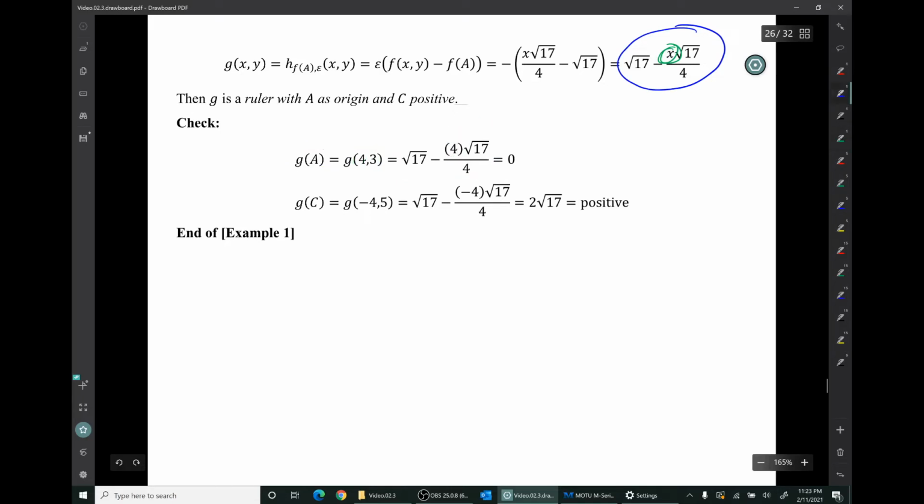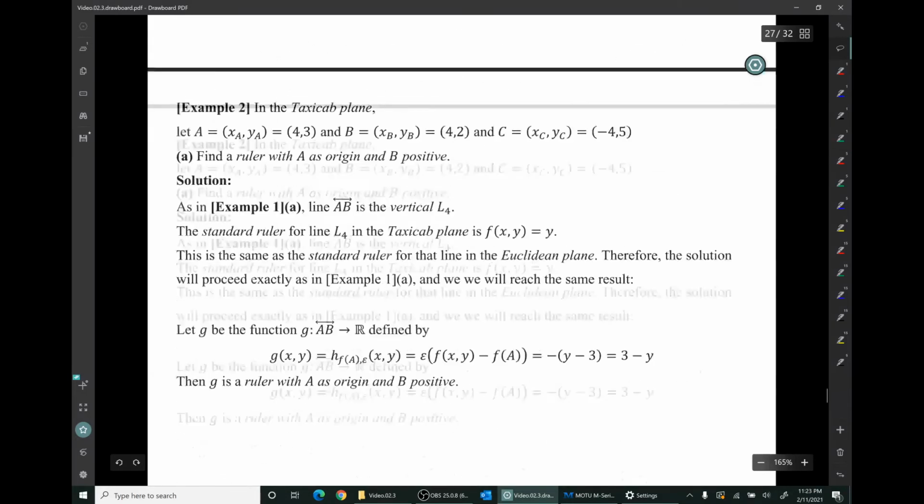Now let's see what g of C is. We put the coordinates in for point C. We bring down this whole formula. The only place where there's room for a variable is this spot. I put the x coordinate there, and I end up with the result of 2 square root of 17. All we care about is that that's supposed to be positive, and it is. So both requirements are satisfied.